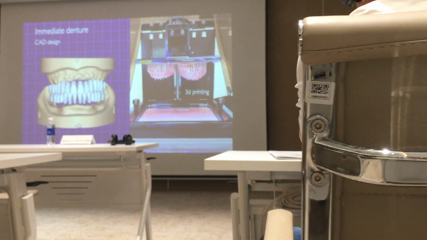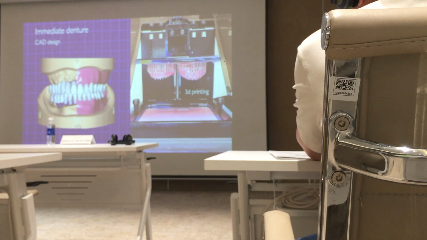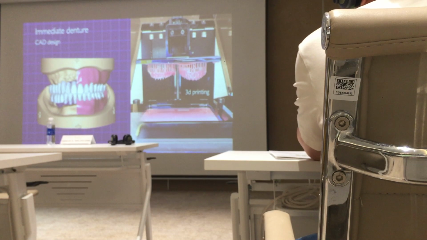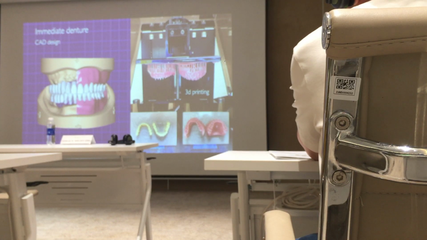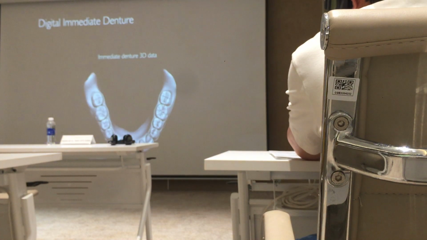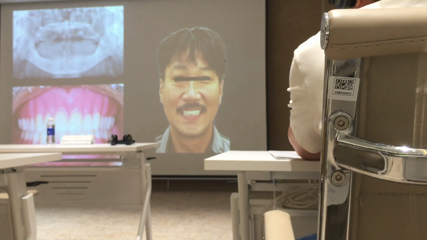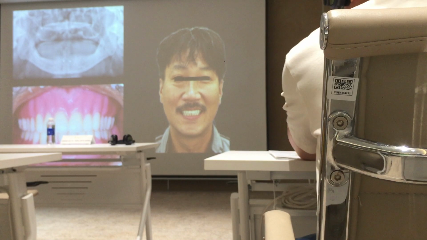So I basically use my 3D printer when I make the denture. So I print the tooth part, I print the base part, and I bond it with the resin cement. So this is the final design of the immediate denture before the extraction. And I made immediate denture. And at the day of extraction, I delivered my immediate denture.